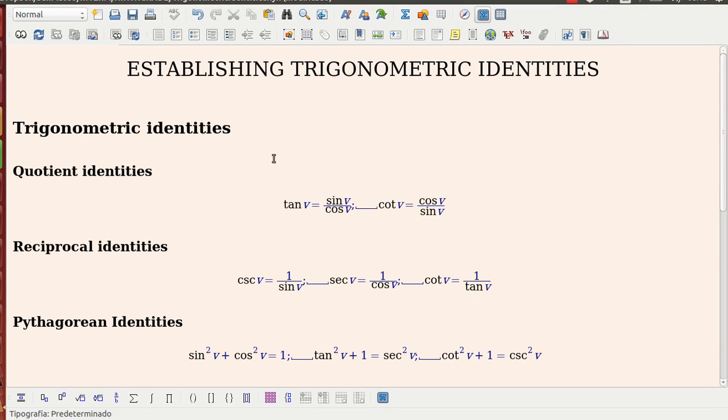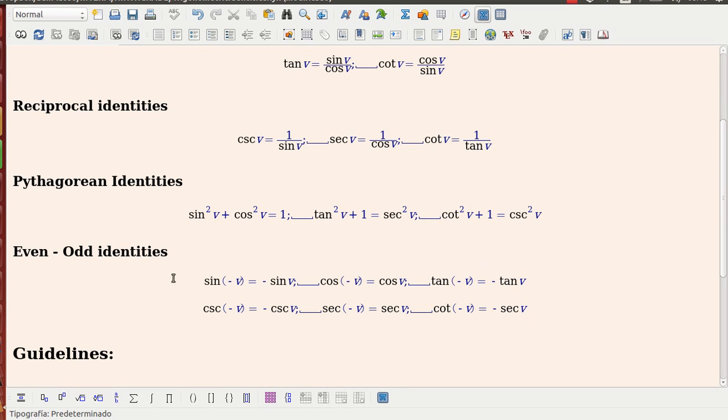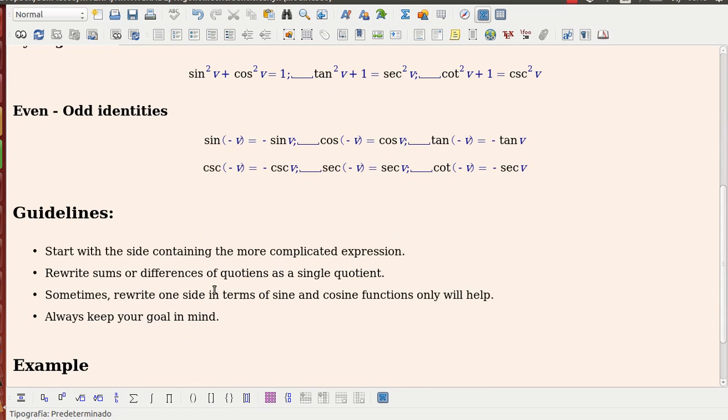Hello, I'm going to tell you how to establish trigonometric identities. What do you need? You need the basic trigonometric identities: quotient identities, reciprocal identities, Pythagorean identities, even-odd identities. And keep in mind the guidelines.